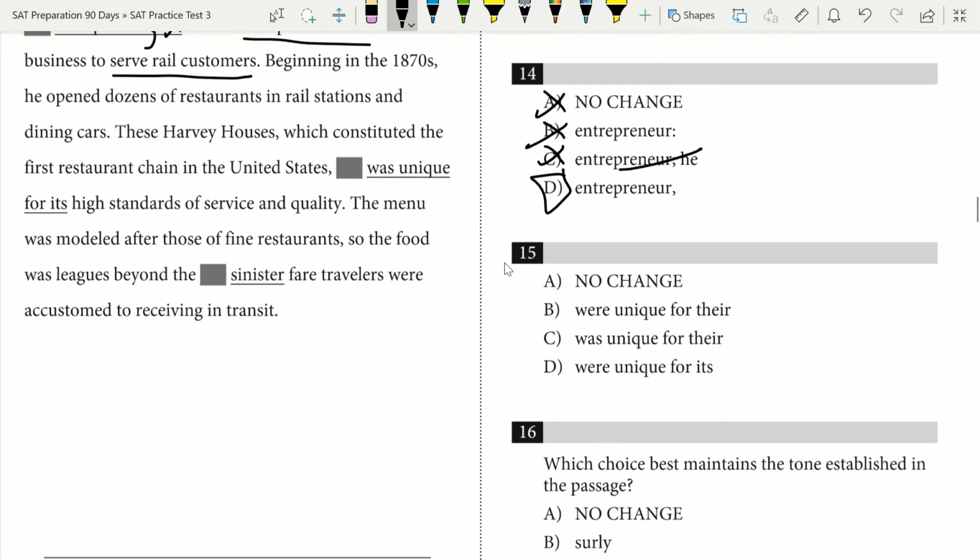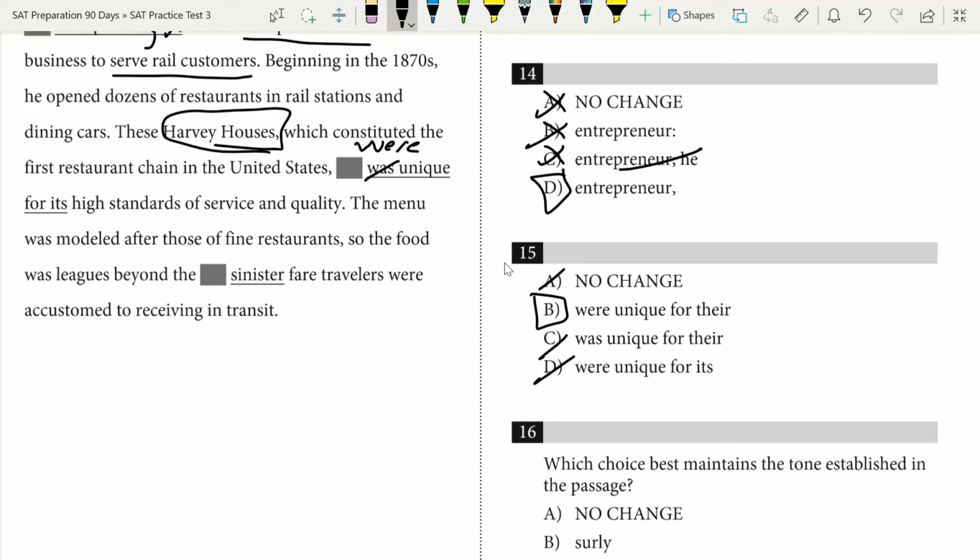Okay, so we have, "Beginning in the 1870s, he opened dozens of restaurants in rail stations and rail cars. These Harvey Houses, which constitute the first restaurant chain in the United States, were unique." Okay, we know it has to be "were unique" because "were" is plural and Harvey Houses is plural. So our answer there is going to have to be "were unique." Okay, we have to maintain that plural. So our answer there would be B for number 15.